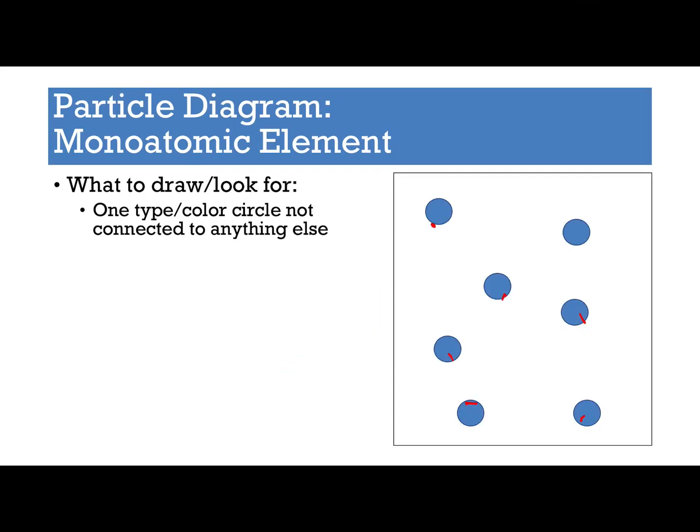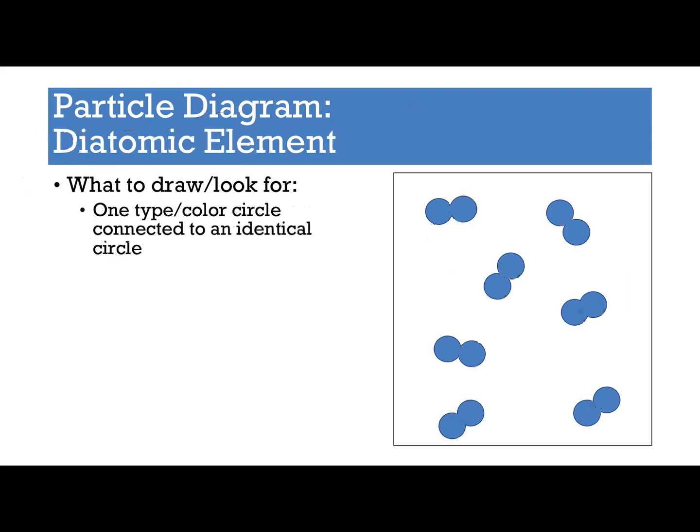Moving forward, if we're going to draw particle diagrams, I want to break this up into individual sections and then we'll go through some practice. So a monoatomic element, remember, mono means one, and atomic means we're talking about an atom. So if you're asked to identify or to draw, you should be looking for or drawing one type of circle not connected to anything else. So here is a monoatomic element. They're all monoatomic elements, same element, not connected to anything whatsoever.